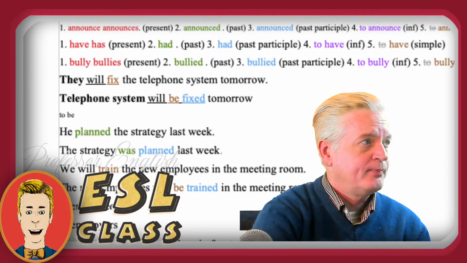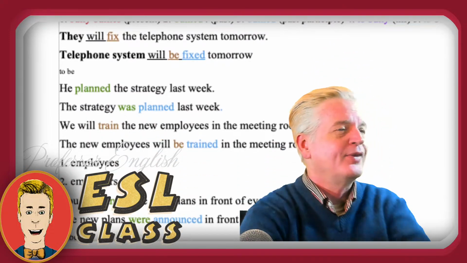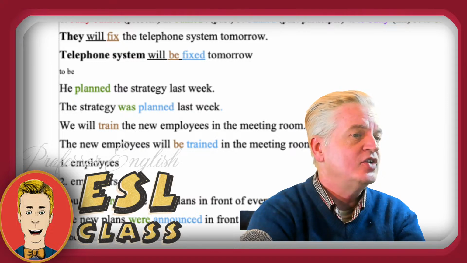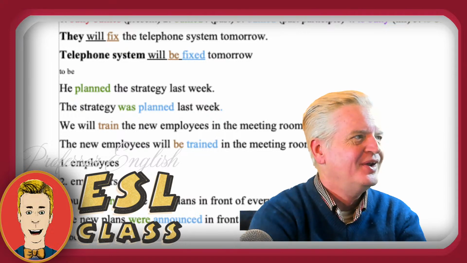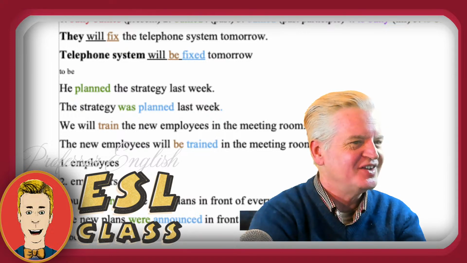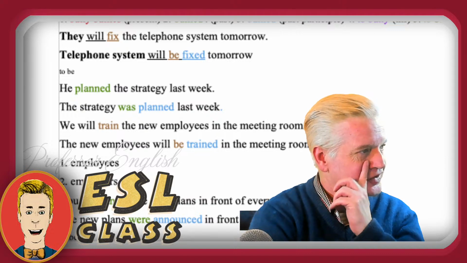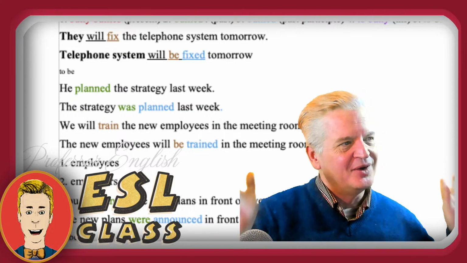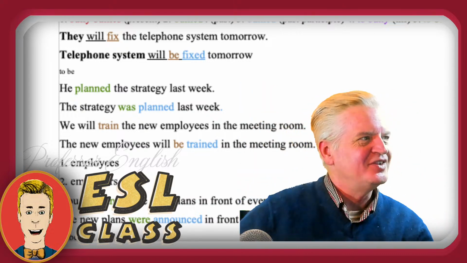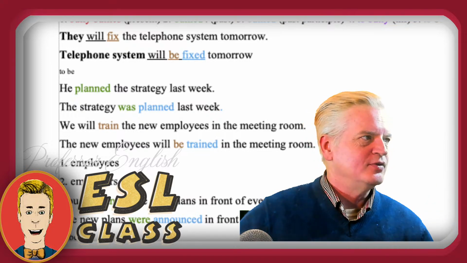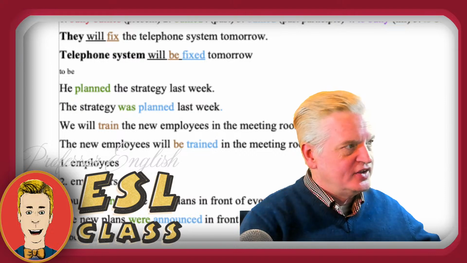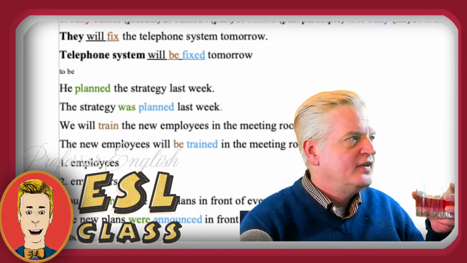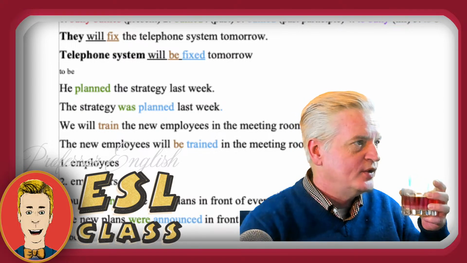He had a problem with making the passive voice, so we started practicing the passive voice. So now that's what we're going to do. We're going to practice changing active voice sentences into passive voice sentences. So forget about the exercise we started. Here is a sentence: They will fix the telephone system tomorrow.